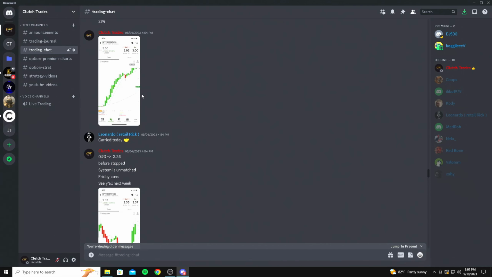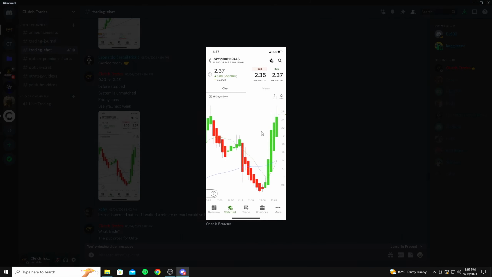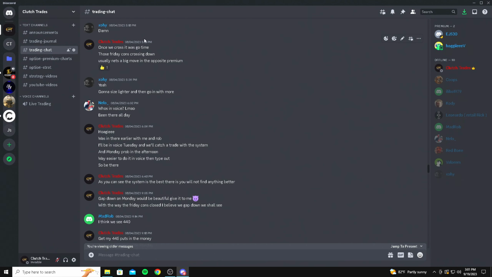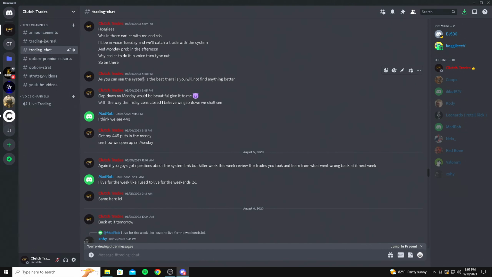And then I do want to get into, here we go, another, what is this, 237 a piece. So another thing I want to get into is how to play the higher time frames. I'm not sure how many pictures I have of these, but I will try and find them.